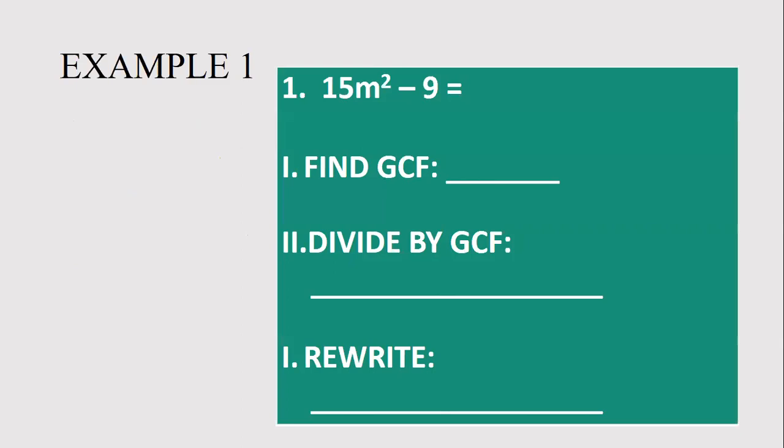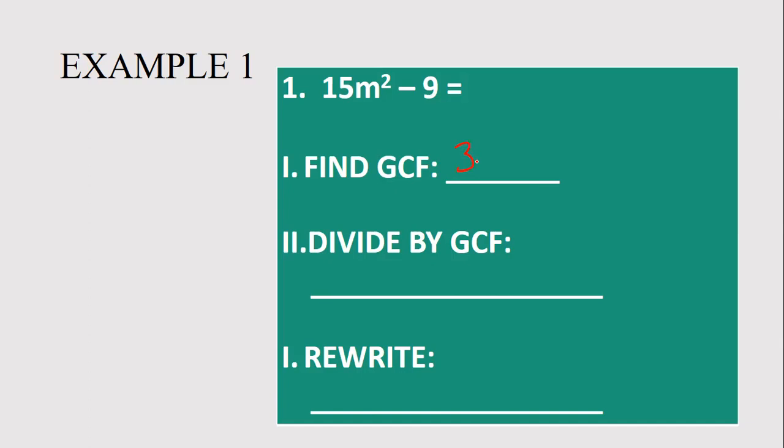Okay, first one we have 15m squared minus 9. When you're finding the GCF, you start with your numbers. So looking at 15 and 9, what is the numerical GCF? 3. Perfect. Okay, m squared. This is a binomial, which means that there are two terms being added or subtracted. In order to have a common factor, both terms have to have that variable. Do both terms have that variable? No. So do I have a variable GCF? No. So this is my only GCF. Do we see it?